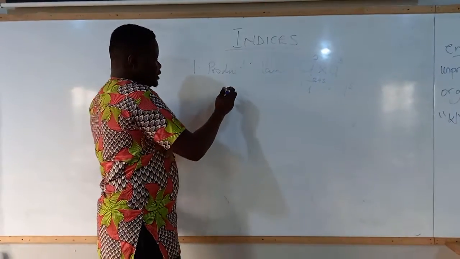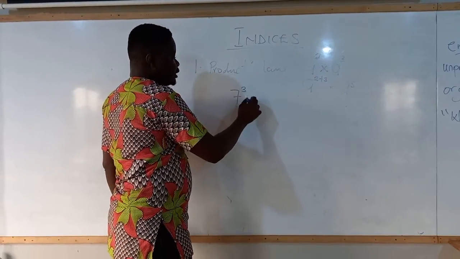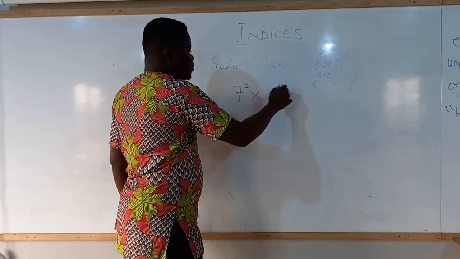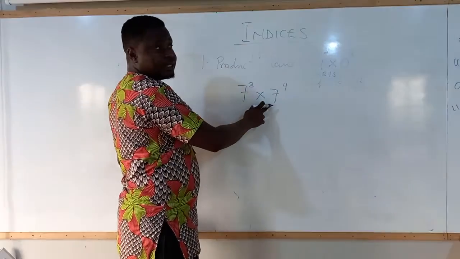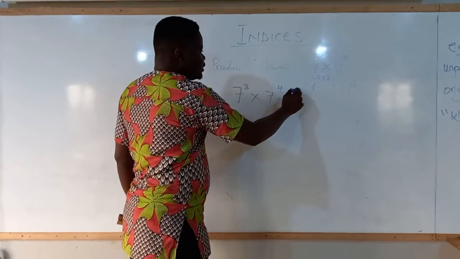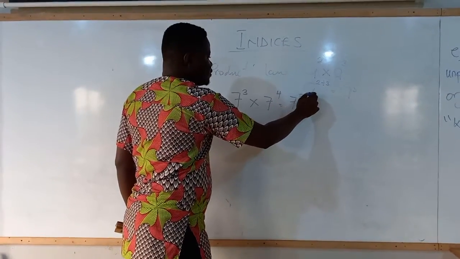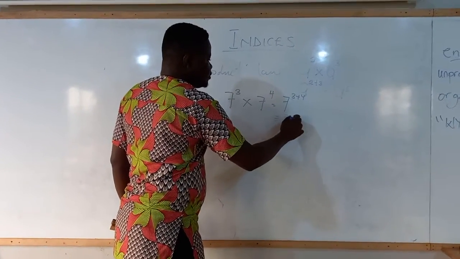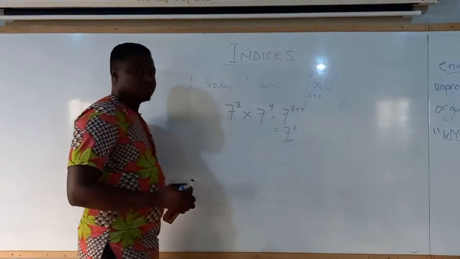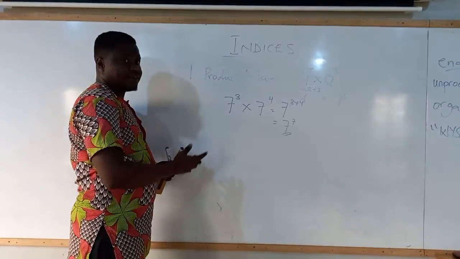An example is 7 raised to the power 3 times 7 raised to the power 4. Since the bases are the same, we just add their powers, which is 7 raised to the power 3 plus 4. And the answer is 7 raised to the power 7. So this is the first law.